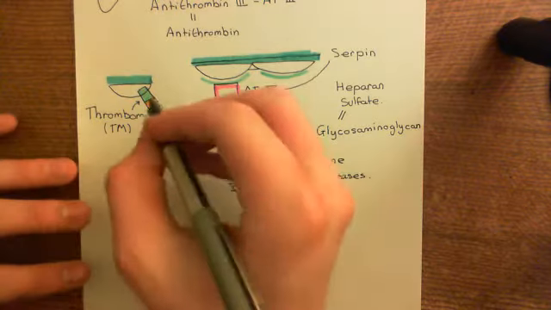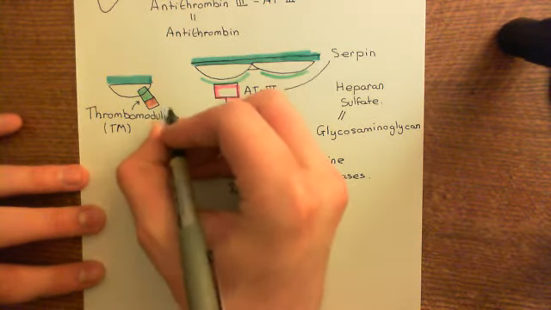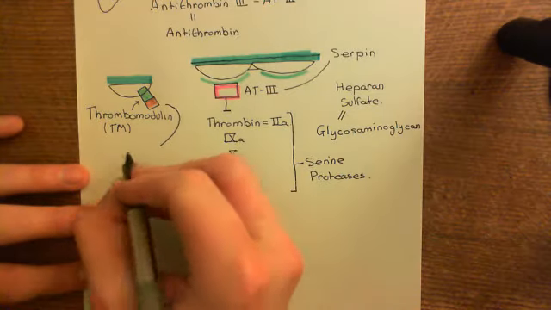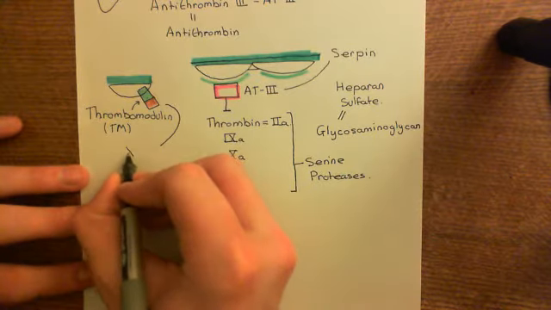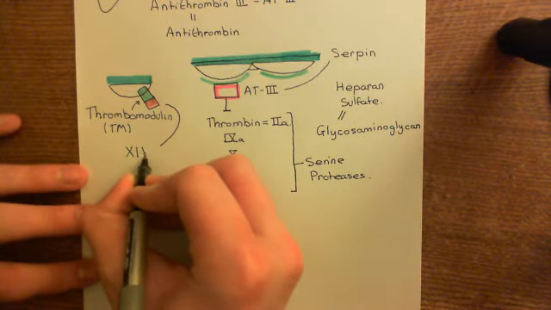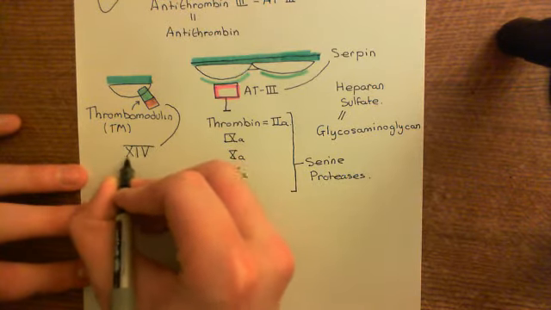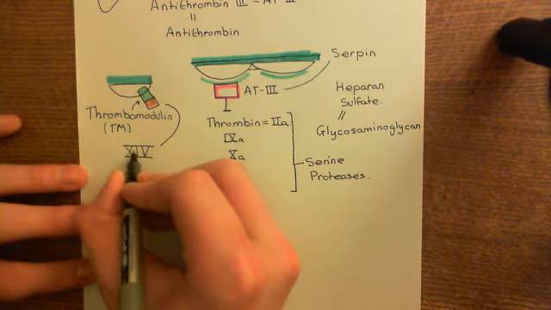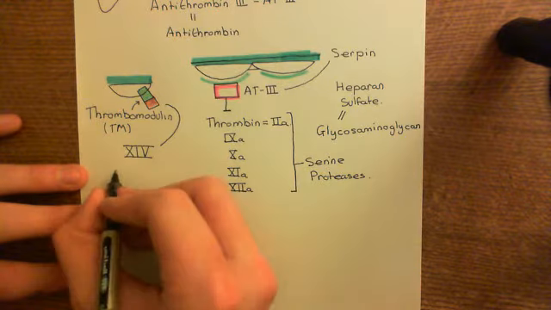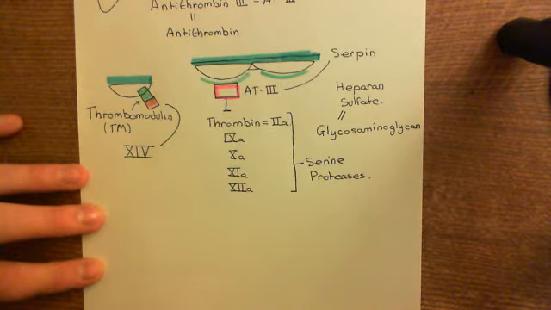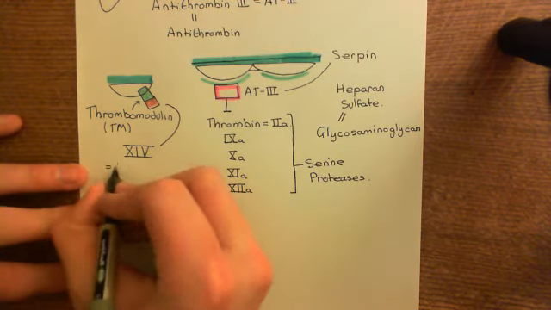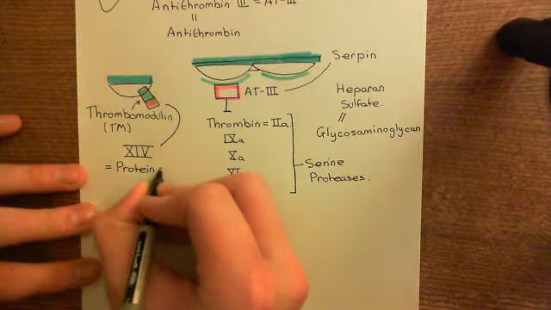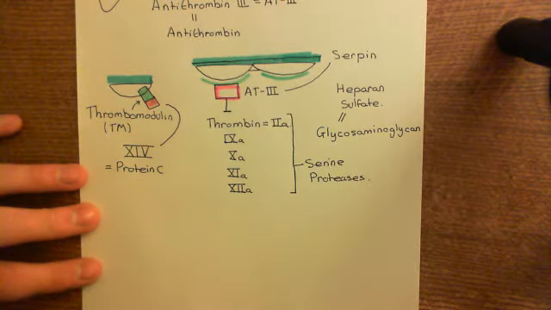So what it's going to do is act on another component of the blood, another coagulation factor. Now, this is actually coagulation factor 14. So, if my Roman numerals are right, that should be 14. So an X, an I, and a V. So X is 10, and then the IV is 4, so 14. But you don't usually hear this referred to as factor 14. Instead, its more modern name is protein C. Not to be confused at all with protein kinase C.